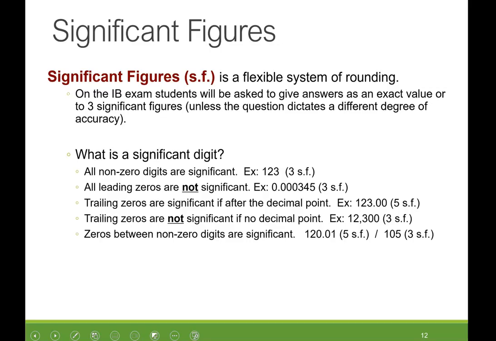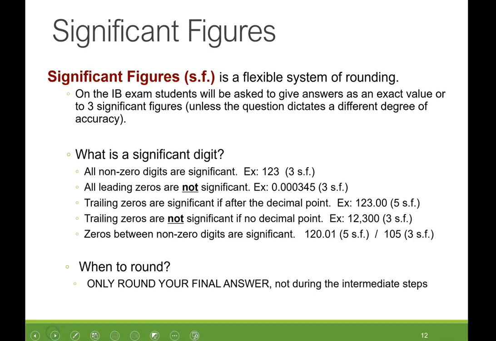Blah blah blah. These are all the rules that we talked about, right?